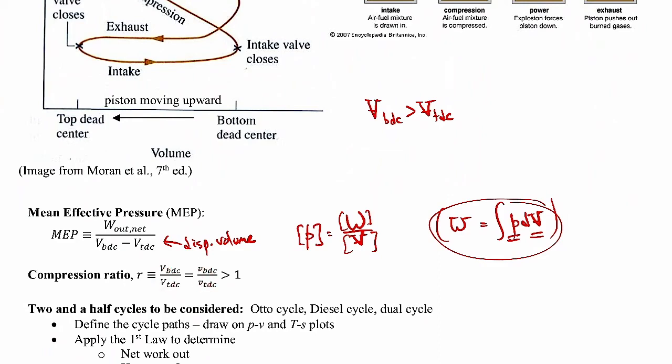And as you might imagine, the compression ratio is always going to be greater than 1 because the volume at bottom dead center is bigger than the volume at the top dead center.